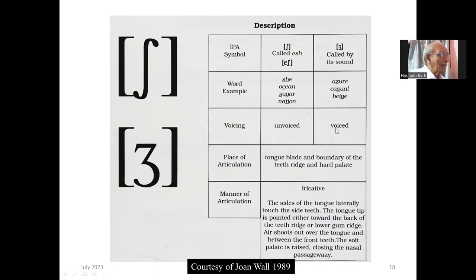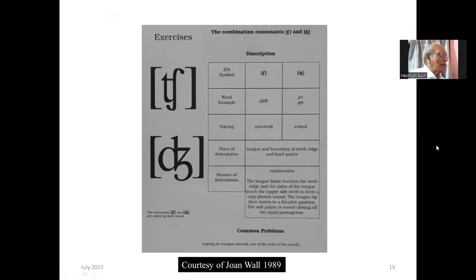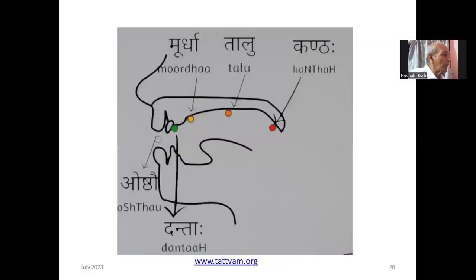Now this is the symbol. And the sound is za, azure. We were wondering about this one. And I told you, CH, chill. That is there. C and J, chat, gene, and other things are also mentioned here. Place of articulation, tongue and boundary of alveolar and hard palate. And so there are groups of sounds, and I will come to that in a short while.